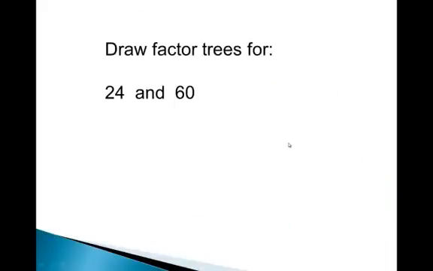Now if we're to find a common factor, we're talking about what is in common to 2 numbers. So we're going to talk first of all about a common factor of 24 and 60. And to do that, we need to draw factor trees for each of these numbers. So I'll ask you to pause the video and draw a factor tree for the number 24 and a factor tree for the number 60.